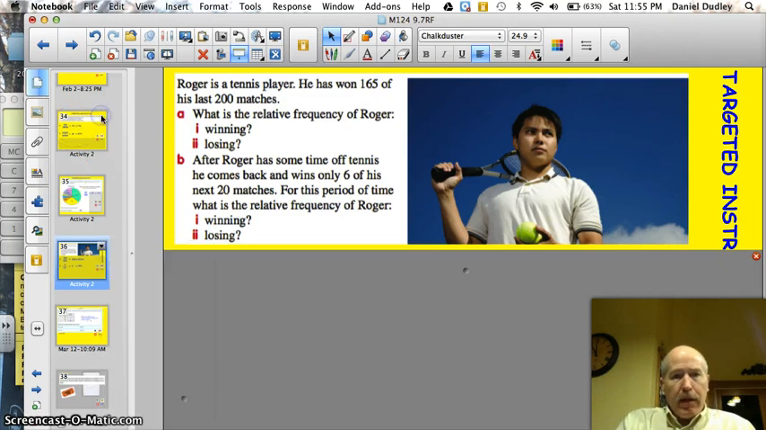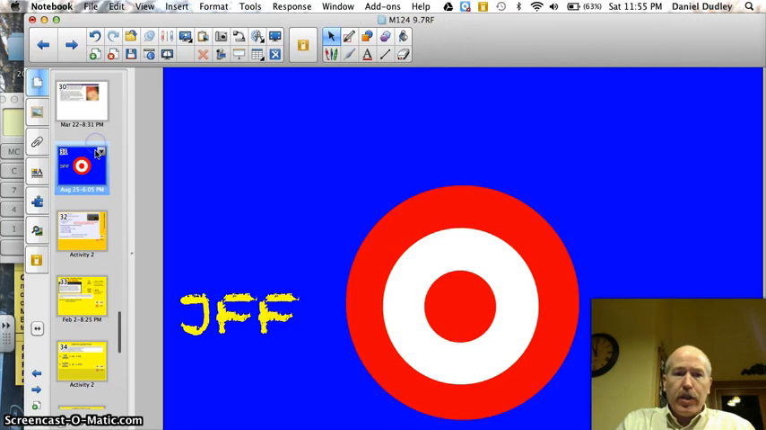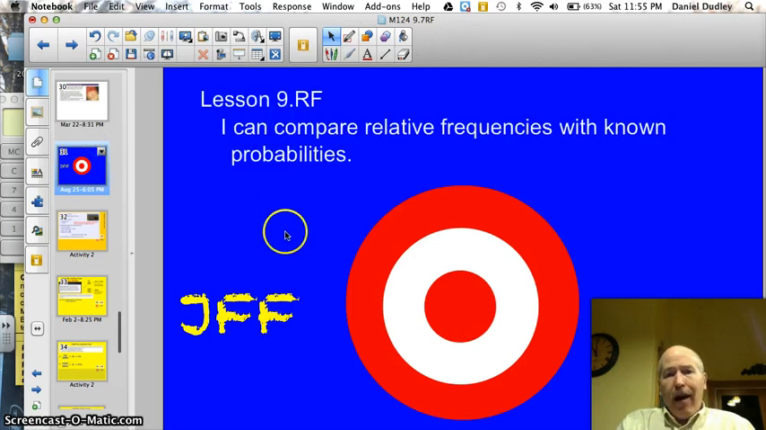All right, let me get back to my target page here. Officially, our target is 9.RF. No number tonight because it's not in the book. I can compare relative frequencies with known probabilities.